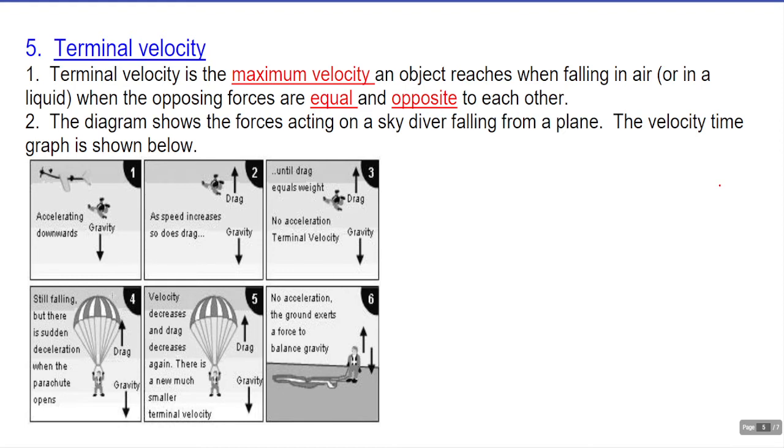Then the skydiver keeps falling, but then has to open the parachute so that there is a sudden deceleration when the parachute opens. So the speed of the skydiver then drastically reduces to about 5 meters per second, which is safe for landing. This is the second terminal velocity. Then when the skydiver hits the ground, the ground exerts a force to balance the gravity.